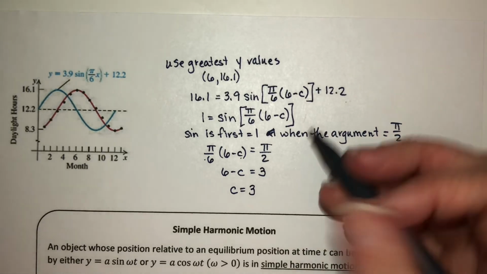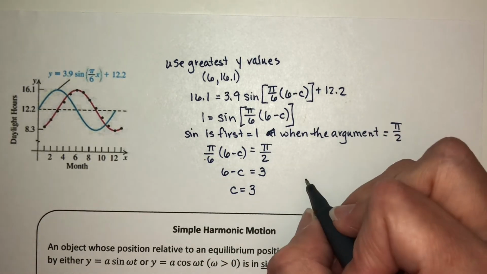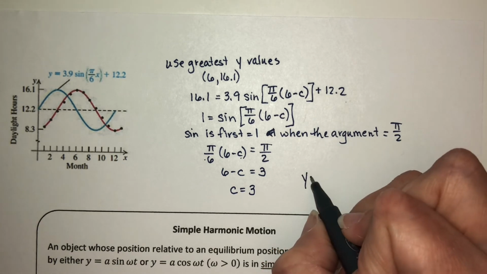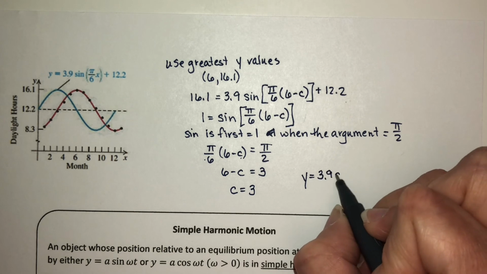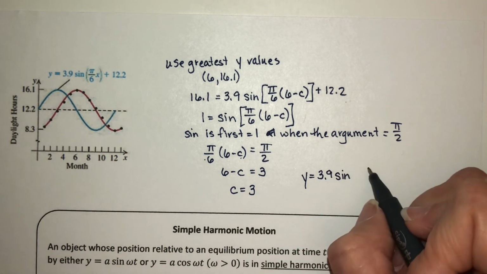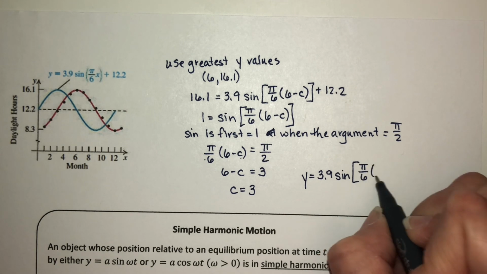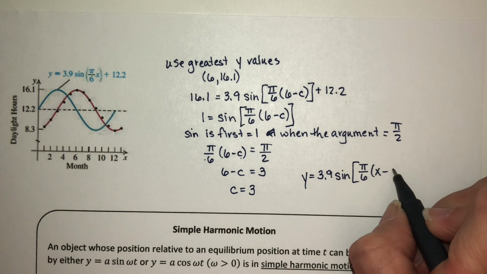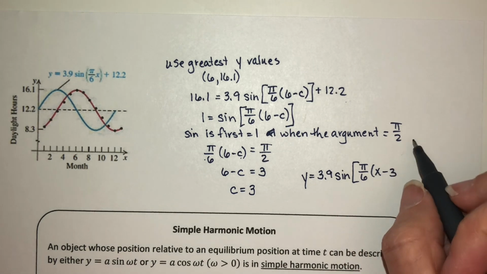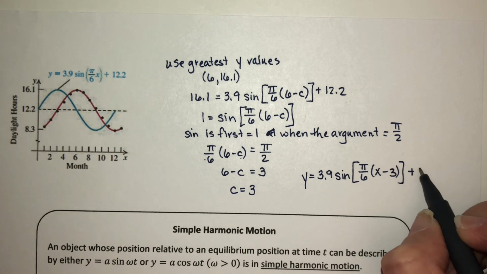So now finally, we can deal with the phase shift as well. And our final modeling function is y is equal to 3.9 sine of pi over 6 times x minus 3, plus 12.2.